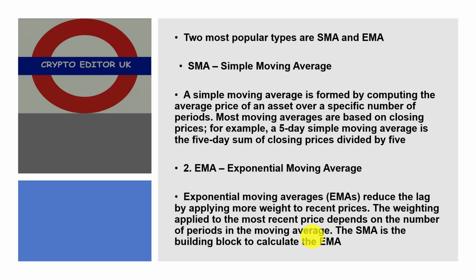Number 2 is the EMA, which is the exponential moving average. The exponential moving average reduces the lag by applying more weight to recent prices. The weighting applied to the most recent price depends on the number of periods in the moving average. The SMA is the building block to calculate the EMA.